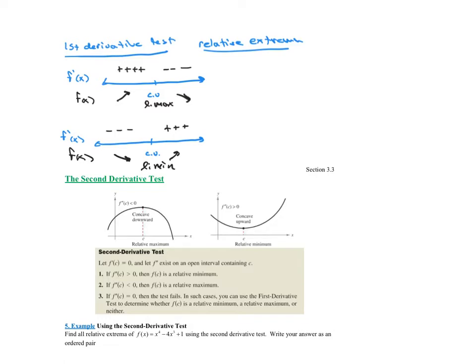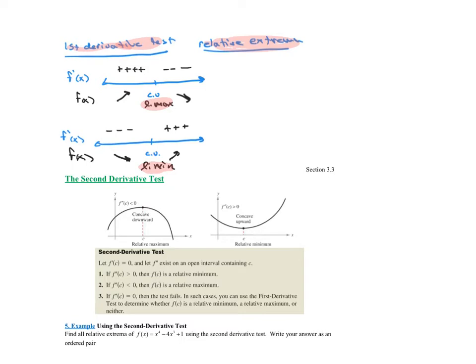Again, what is the point of the first derivative test? The whole point of it is to give us relative extrema. It tells us we have a maximum anytime our derivative goes from positive to negative, and we have a minimum anytime our first derivative goes from negative to positive.